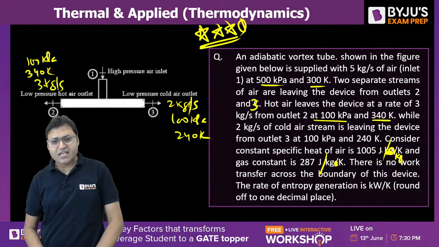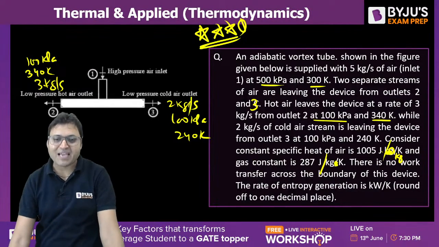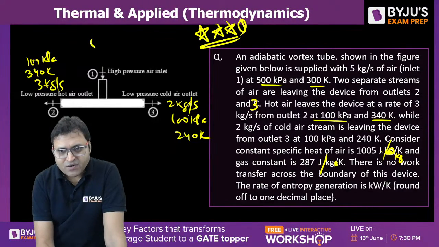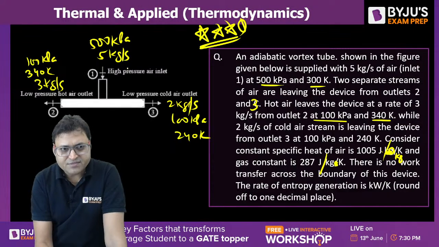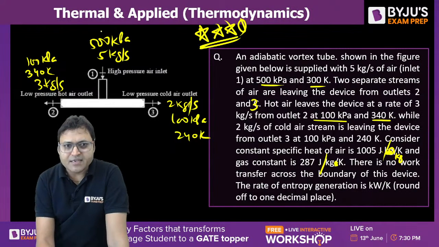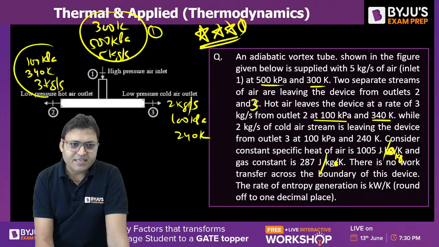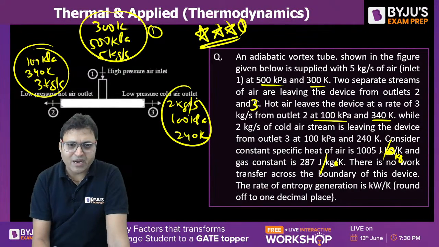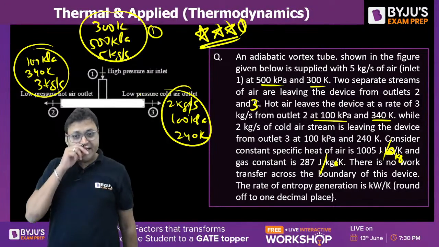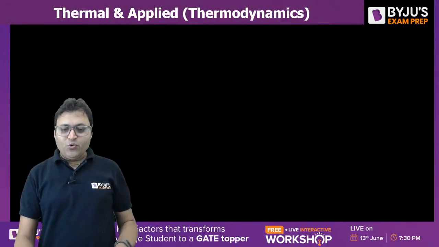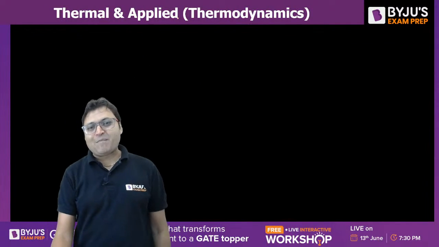There is no work transfer across the boundary of the device. The rate of entropy generation in kilowatt per Kelvin is to be found. So at point 1, 500 kilopascal, it is 5 kg per second and it is at 300 Kelvin. These are the parameters at point 1, these are the parameters at point 2, and these are the parameters at 3. So we need to find the rate of entropy generation. This is from the entropy balance.